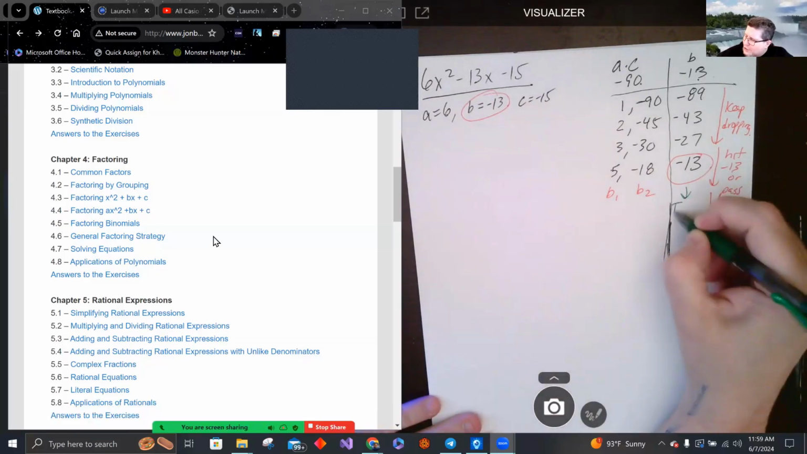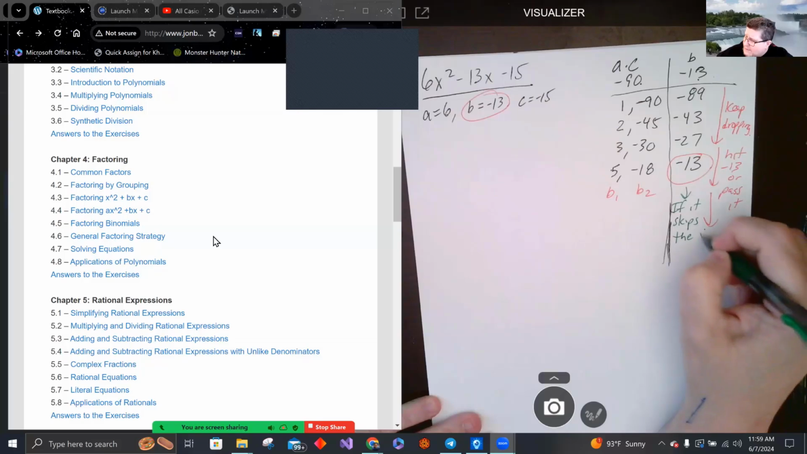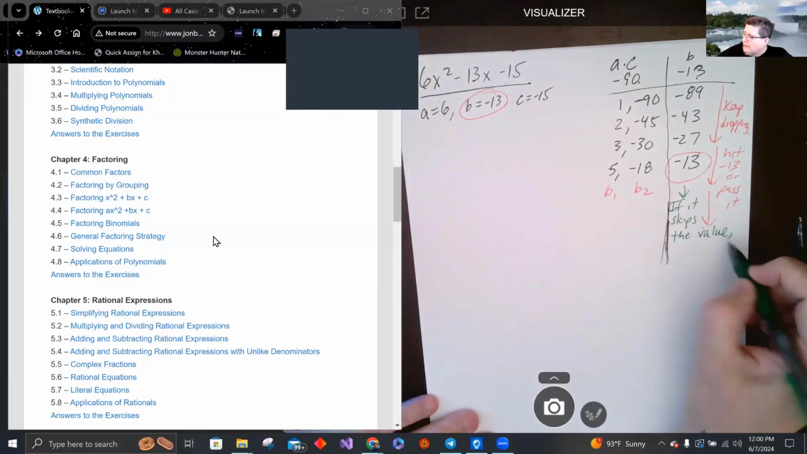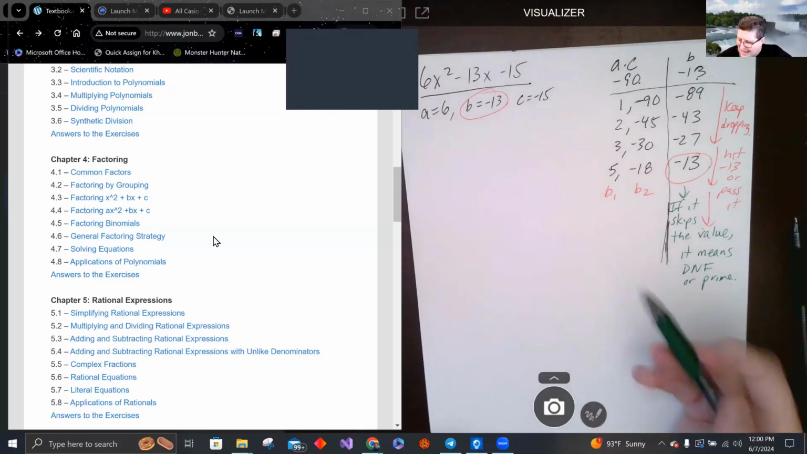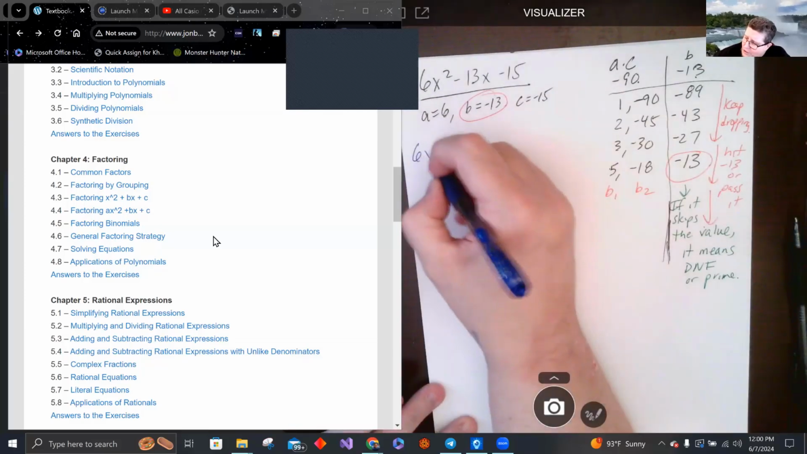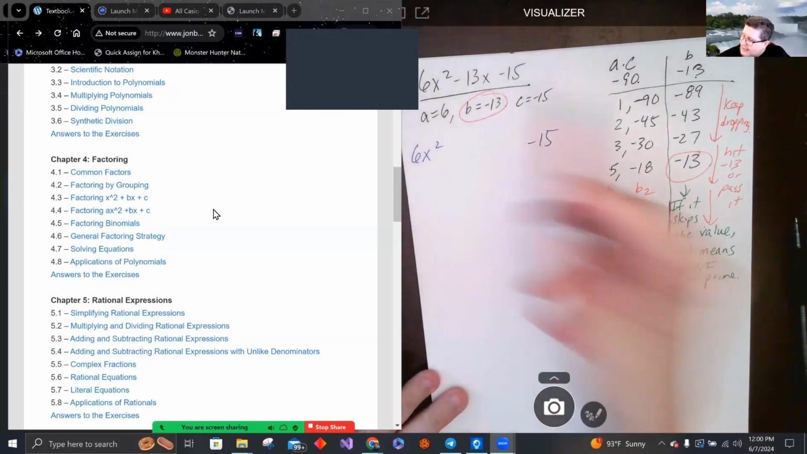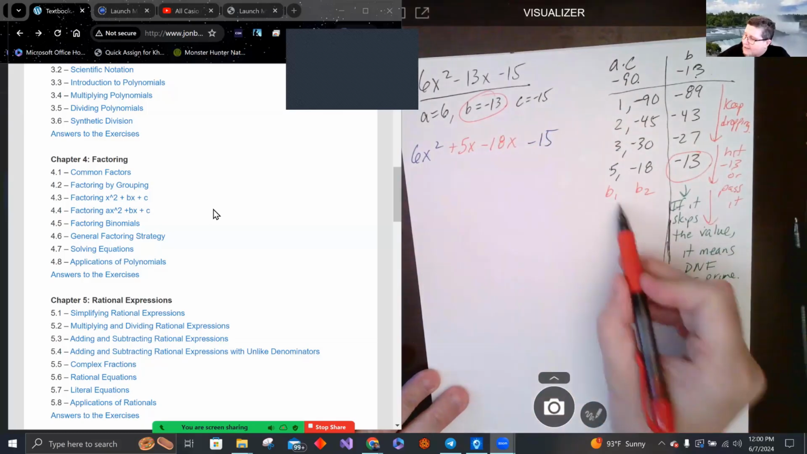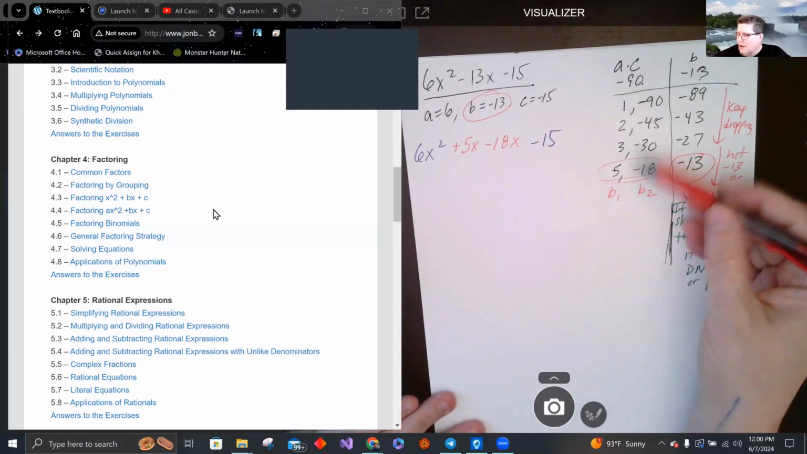If it skips the 13, skips the value you're looking for, but you're going in sequential order, it means it's DNF or doesn't factor, it's prime. As it is here, I'm going to take my 6x squared, my minus 15, and I'm going to split the negative 13x into a 5x and a minus 18x based on these two values right here. So a systematic table going up by 1.